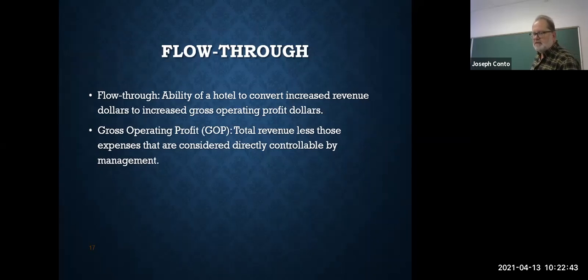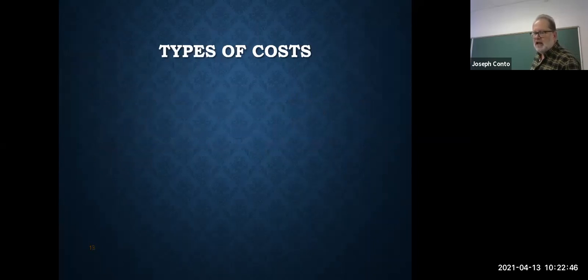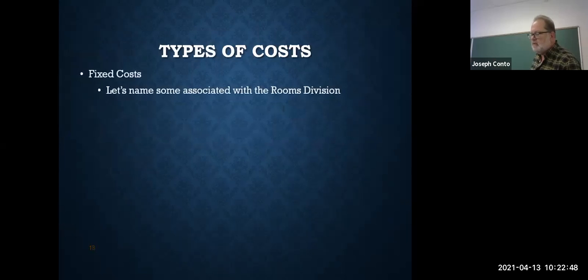We know that from an income statement. So let's take a look here. We're gonna sail through this because I know you know. Fixed costs, you can name all sorts of fixed costs with the rooms division. We know that some things don't go up and down. The manager's salary doesn't go up and down. The subscription costs we have for our reservation system don't go up and down. They stay the same regardless for our rooms division.